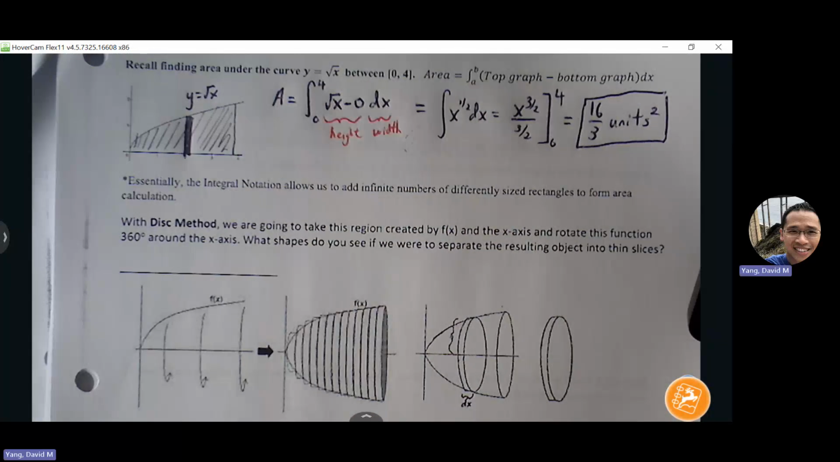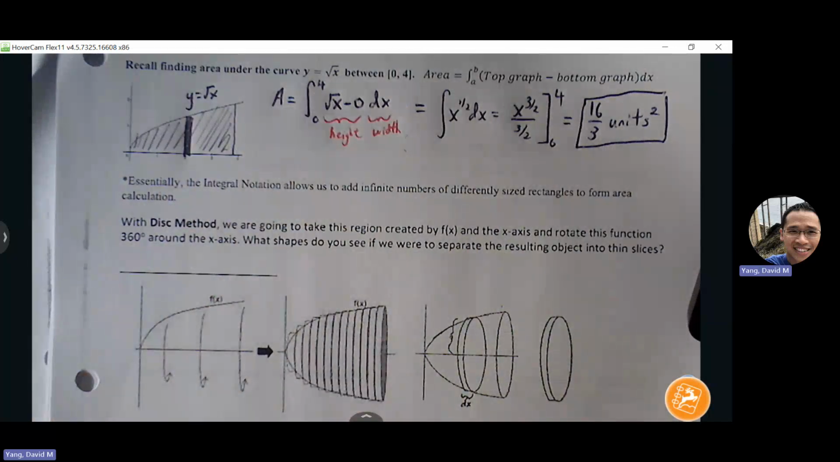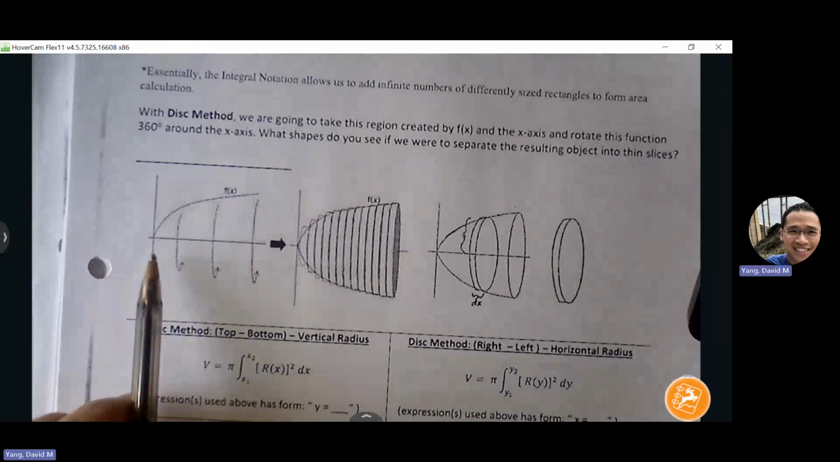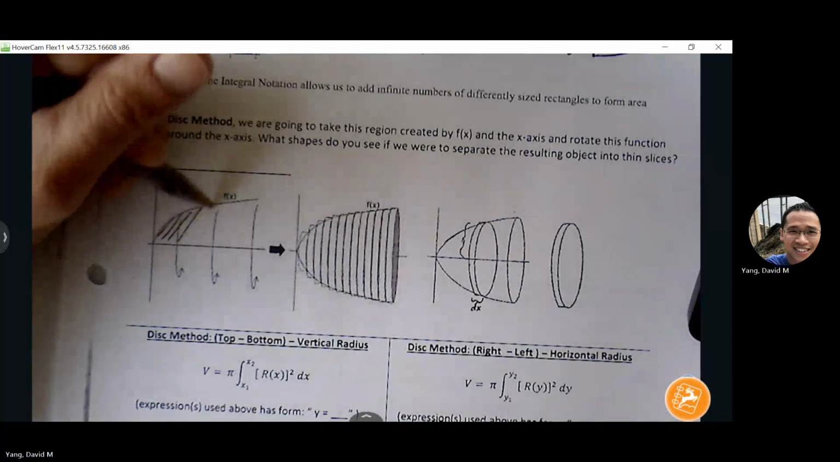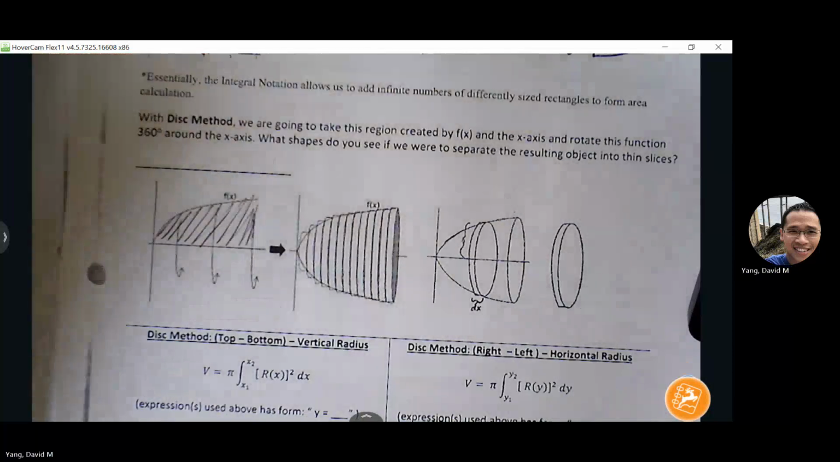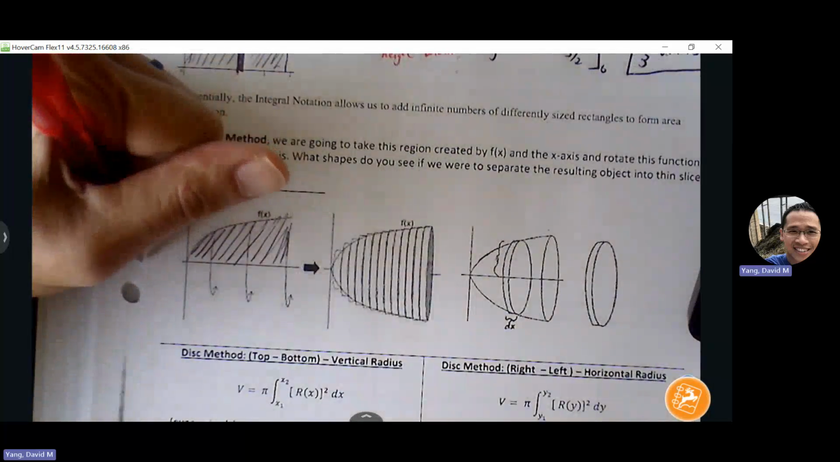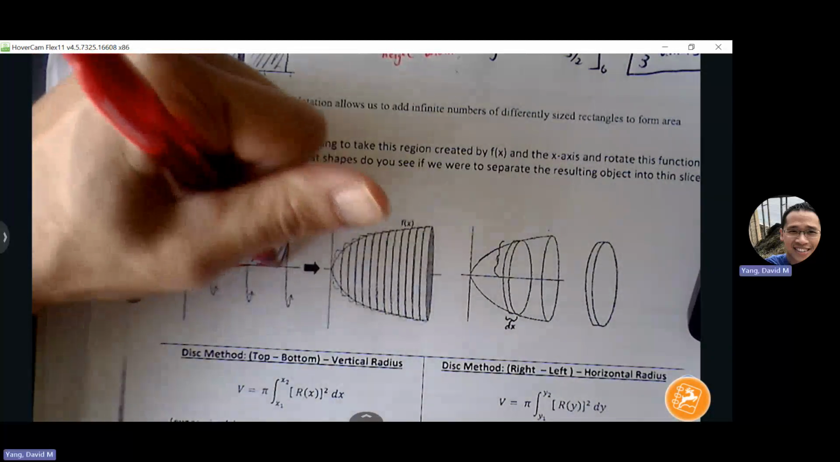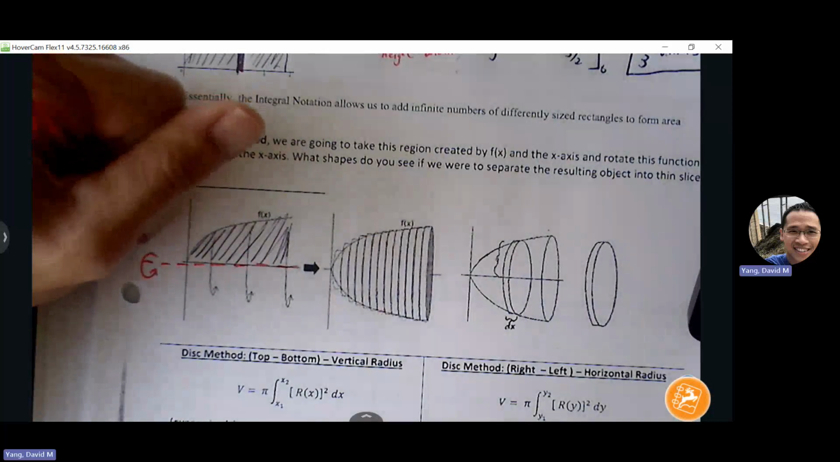Now with this method, we're going to take this same region created by f of x and the x-axis, but now we're going to take this two-dimensional region and rotate it 360 degrees around the axis. Okay. So we're going to take the same graph, same shaded region, but now instead of just calculating the area, imagine taking this region and spinning it 360 degrees around the x-axis, which I'm going to call this axis of revolution.